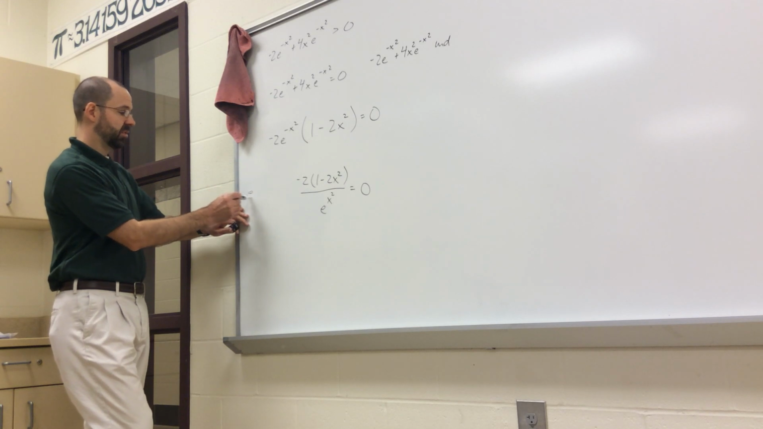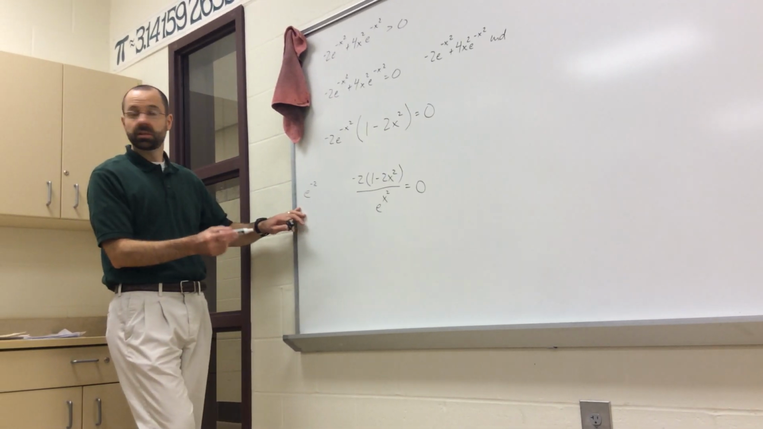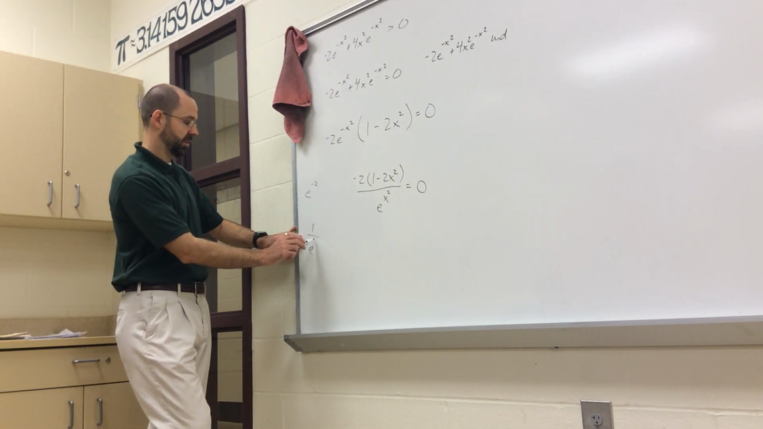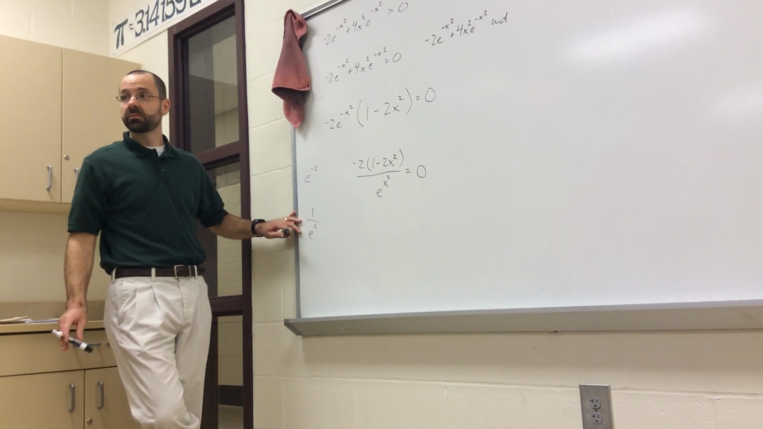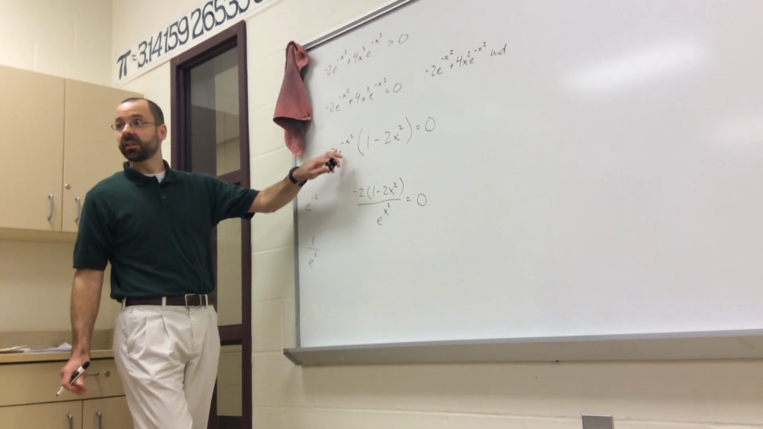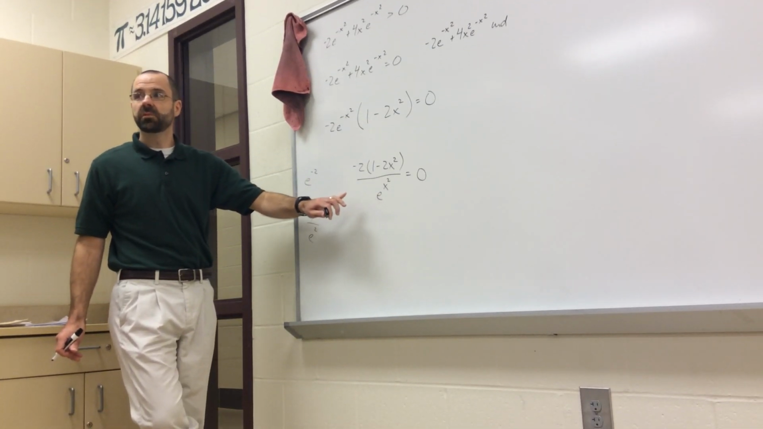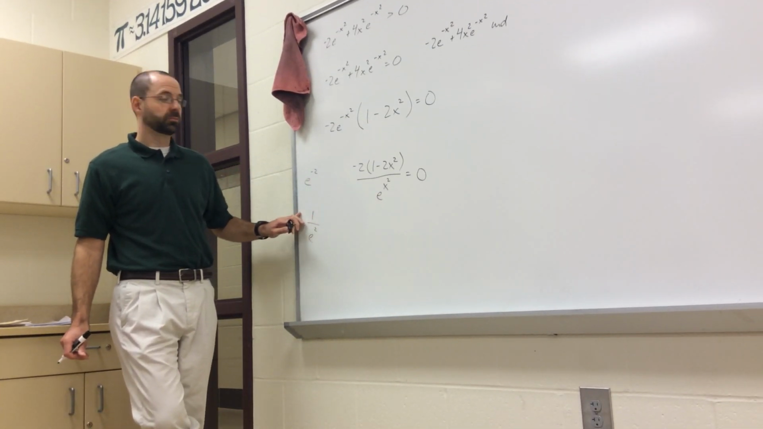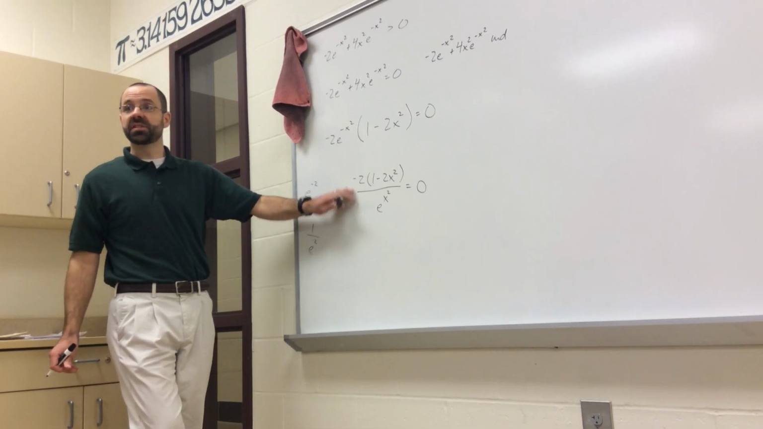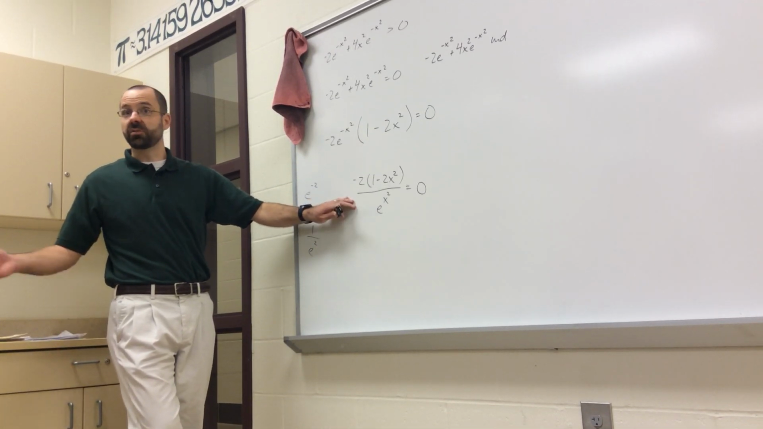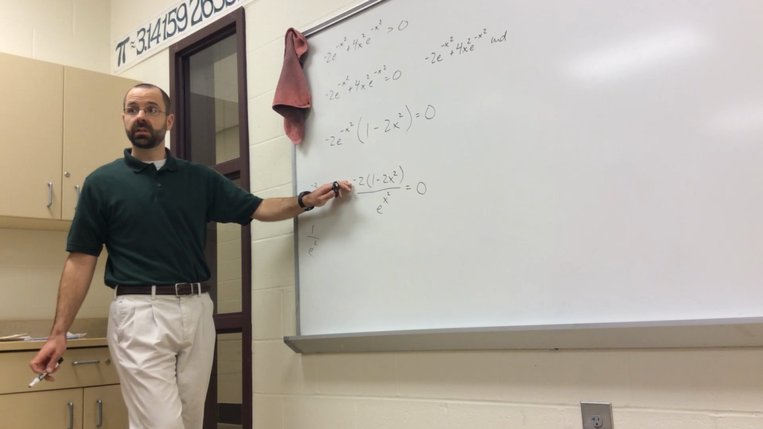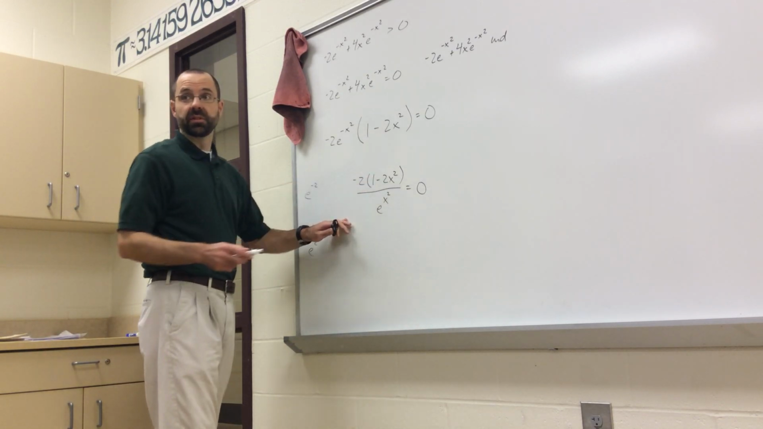When you have e to a negative power, that's 1 over e to the positive power. So if you have e to a negative x squared, that's 1 over e to the positive x squared. Good. All right, so I'm trying to figure out when this is 0, and a fraction equals 0 when the top is 0. So I just have to set this top equal to 0.